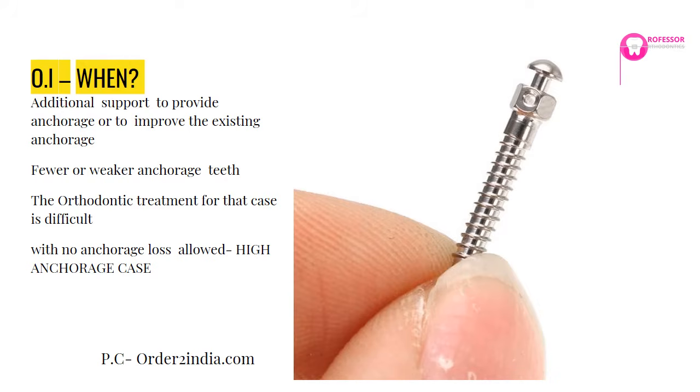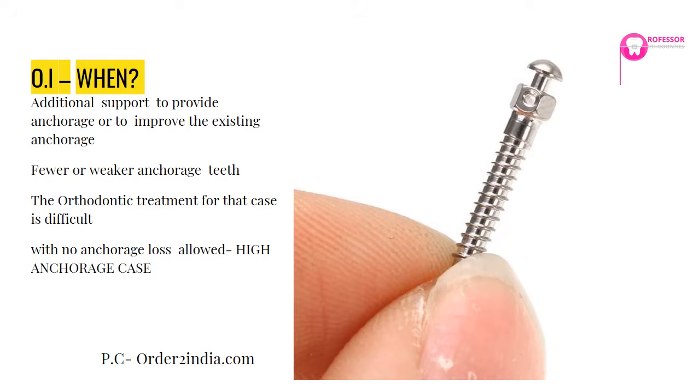Another indication would be cases wherein you do not have an adequate number of anchorage teeth present. Say the patient is partially edentulous and the molars are absent, or you have a few molars present on one side and they are absent on the other side, or bilaterally. Especially in adult orthodontics, orthodontic implants are extremely helpful because they help in giving you anchorage wherein there are none.